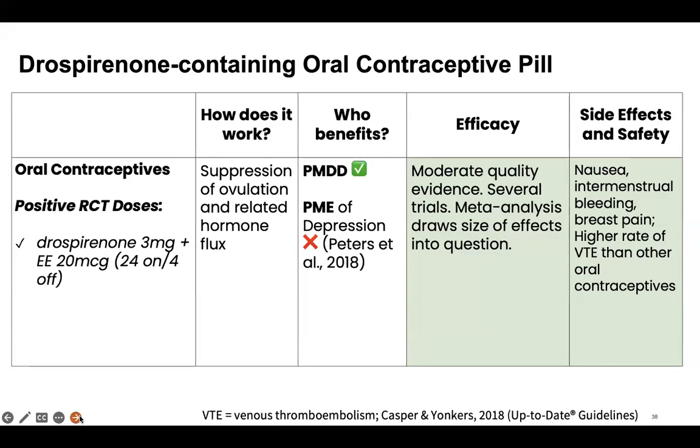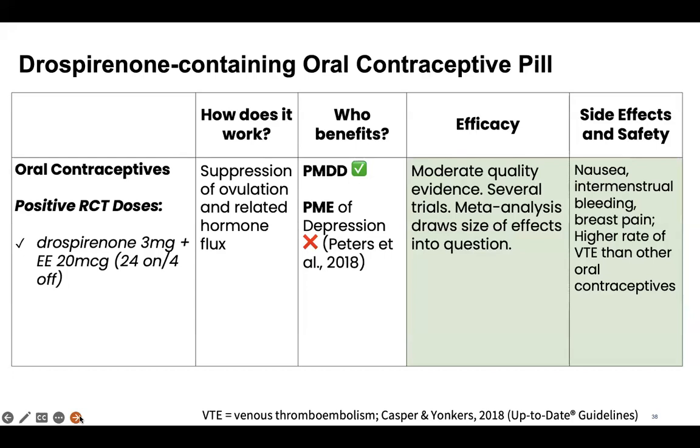Okay. Oral contraceptives are another effective treatment, particularly drospirenone-containing oral contraceptives. So we know that the randomized clinical trials show that 3 milligrams of drospirenone with 20 micrograms of estrogen on a 24/4 schedule is the effective dose in treating PMDD. We have positive RCT evidence for that dose. So this is something like Yaz birth control. How does it work? It suppresses ovulation and related hormone flux.